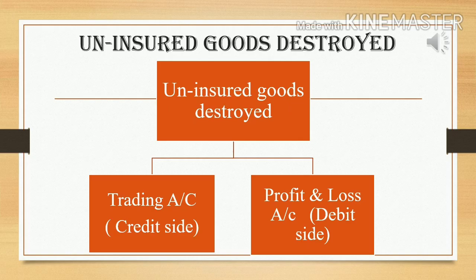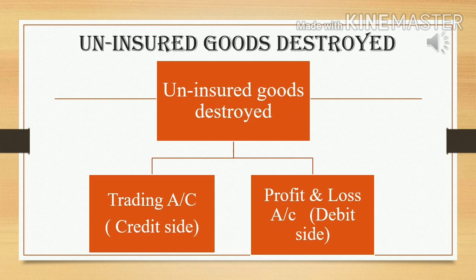Sometimes it might happen that the businessman has taken insurance for the goods, or sometimes he has not taken any insurance for the goods. With this concept, we have two adjustments to deal with. The very first is uninsured goods destroyed. Uninsured means he has not taken any insurance. Goods can be destroyed by any means. It can be destroyed by fire, by accident, by damage, by theft, any means. So, the adjustment for uninsured goods destroyed are as follows.